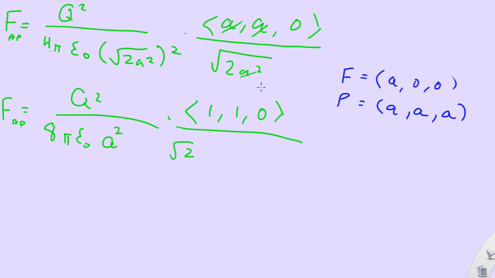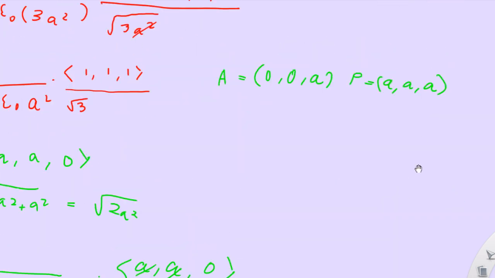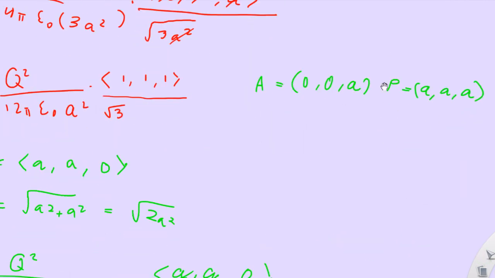Okay. So FP as a vector would be 0, A. FP as a magnitude would be 2A squared again. So actually, since we're going to have the same distance, let me think about this. Since we have the same distance, I believe this one will actually have the same exact... Oh yeah, it will. It'll have the same exact distance as the green guy.